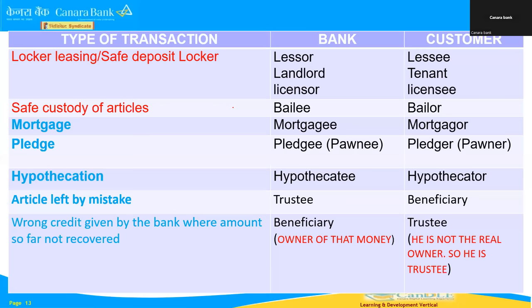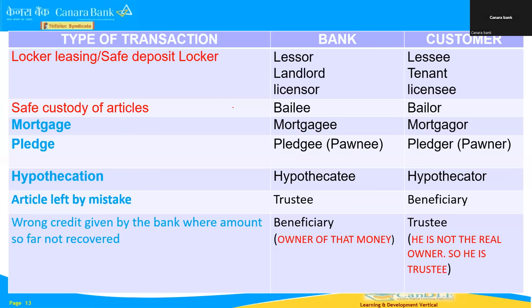They may ask, in the safe deposit locker, what is the relationship between banker and customer? They can give any of these three choices. You cannot assume that they will give lessor and lessee relationship. They may ask landlord, tenant. They may ask licensor, licensee. Any relationship is correct. You should understand all three.